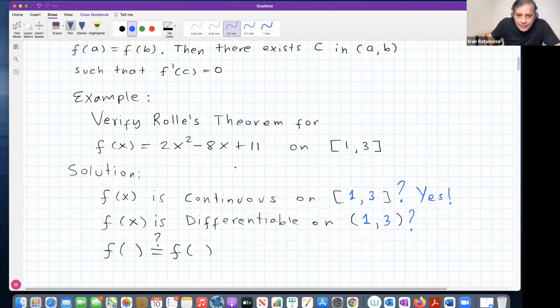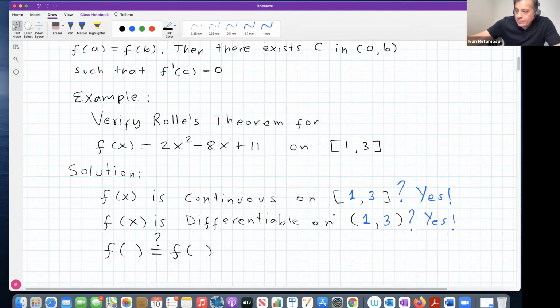Very good. Remember, the graphs of these quadratic functions are parabolas, and parabolas are smooth, meaning they don't show corners, sudden changes, or cusps, right? So yes, it's differentiable, it's smooth. Great. So it means that Rolle's theorem should hold. So let's find that c that justifies the conclusion of Rolle's theorem.